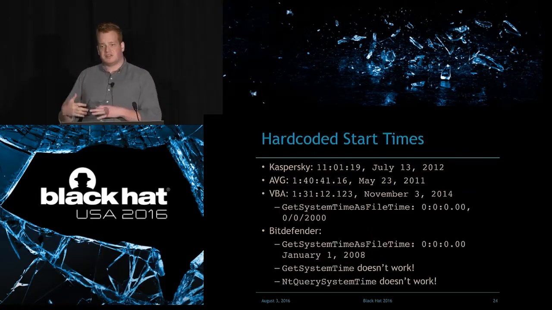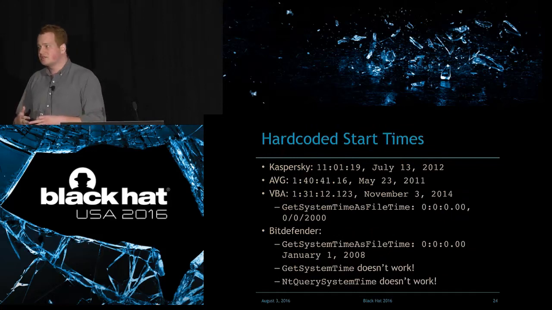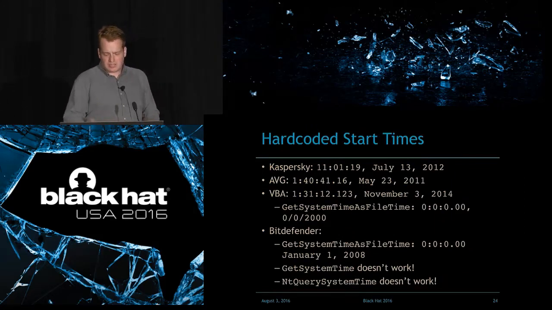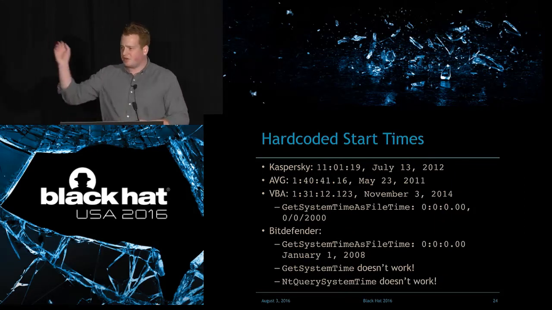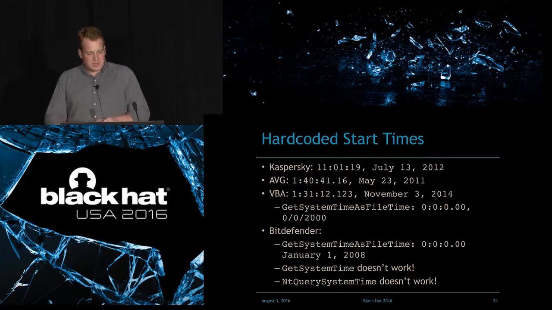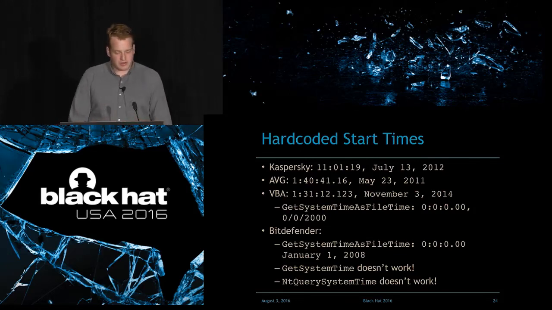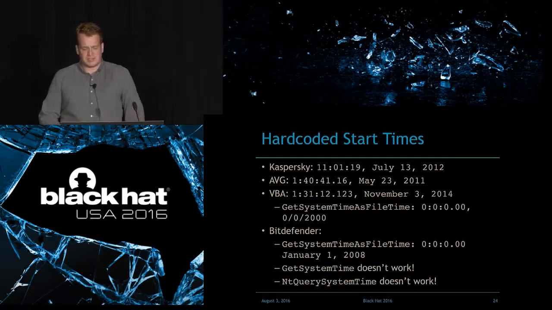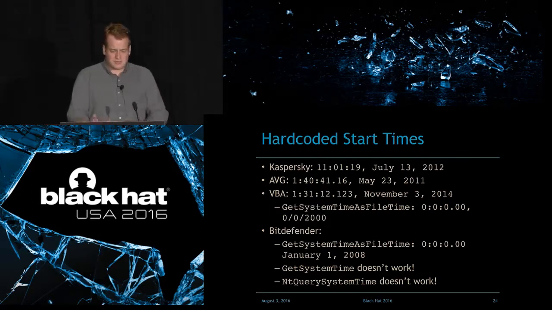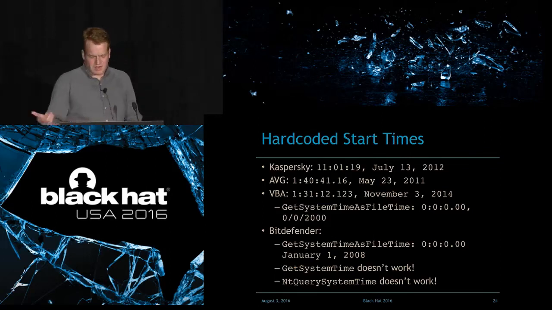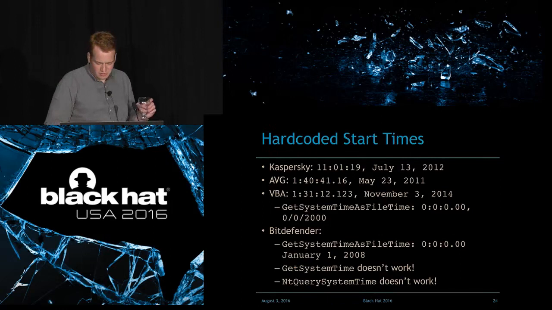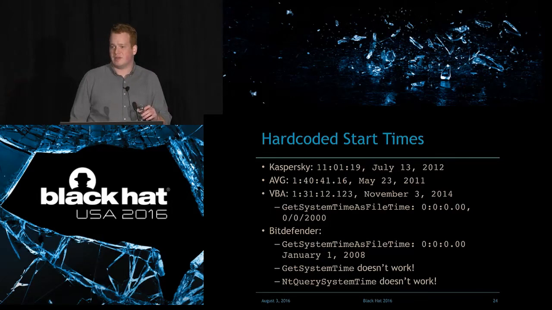Hard-coded start times are kind of the intersection of these environmental artifacts and the timing artifacts. You just query the time, and in AVG you'll see it's May 23rd, 2011. If you see that, you know you're running in AVG. Then you see Bitdefender has broken APIs. It's 0:00 on January 1st, but then these other APIs break, and you get inconsistent times. VBA is 0:00, again 2000, but it tells you a different time with other APIs. So just totally broken, not even consistent across multiple ways of measuring time.